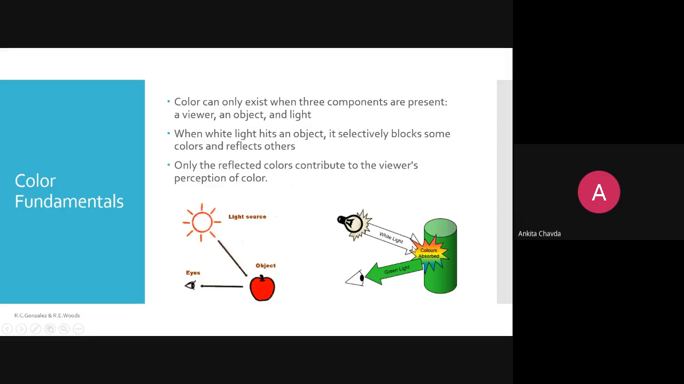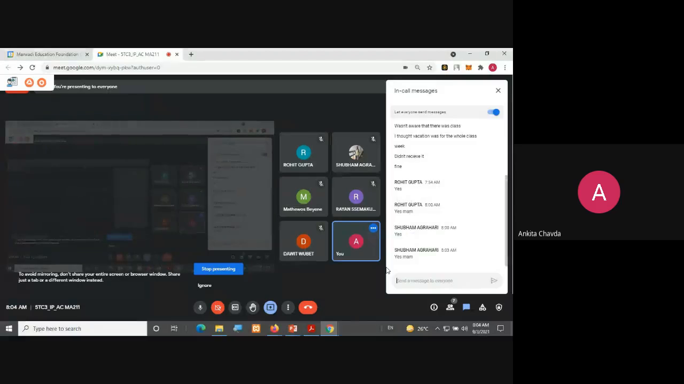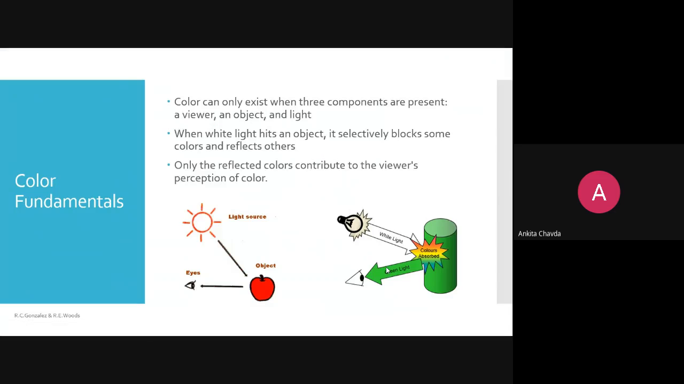Same case if white light is there. If this is a green object, the green color will only be reflected and all the other colors, like red, orange, yellow, blue, will be absorbed, and only that color will be reflected, right?